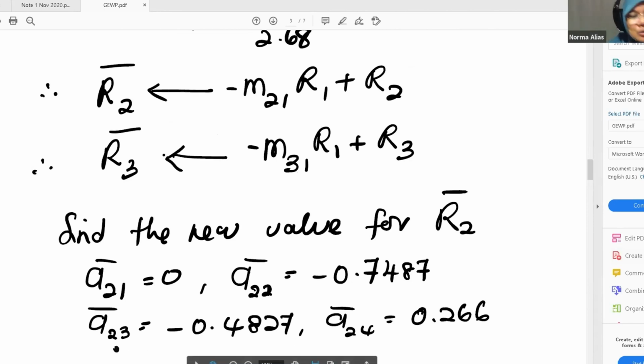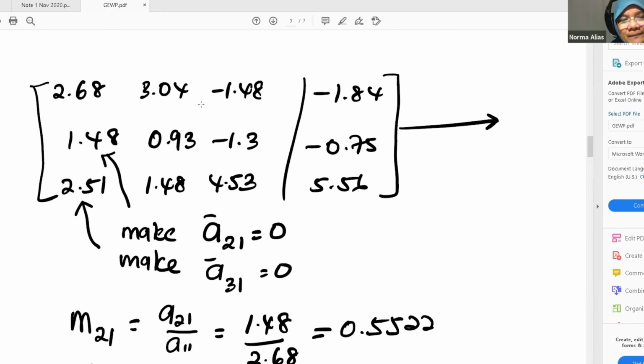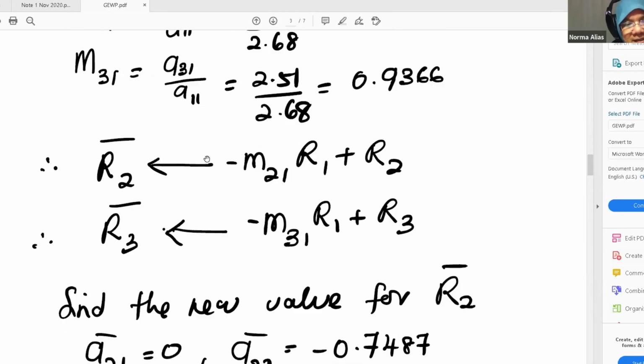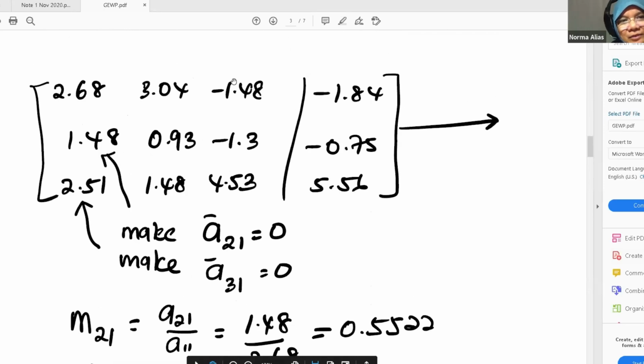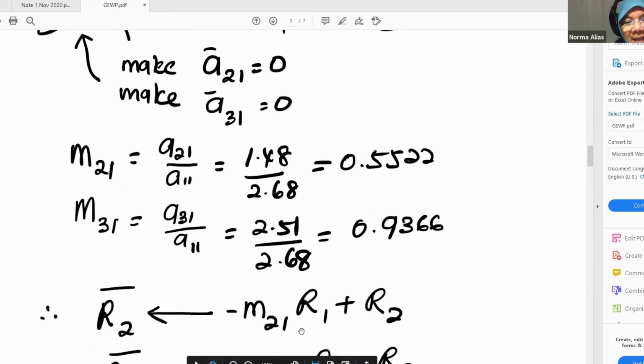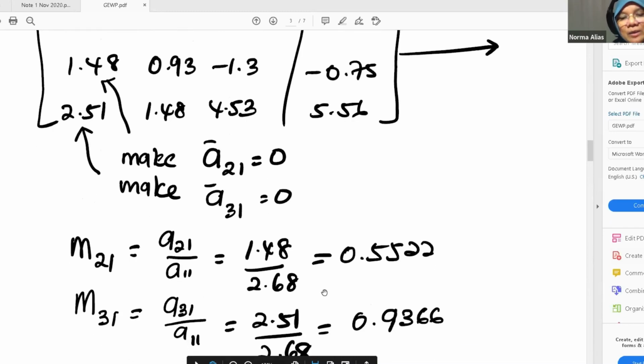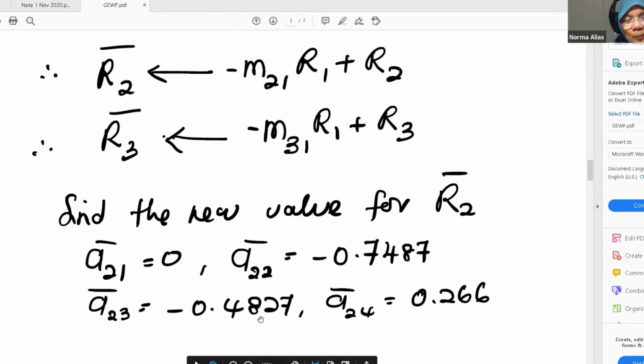All right, how to get A23? A23, I'm using negative 0.5522 times R1. R1 for column 3 is negative 1.48, plus row 2, which is negative 1.3. So the answer is negative 0.4827.